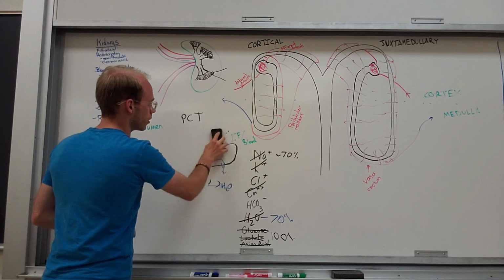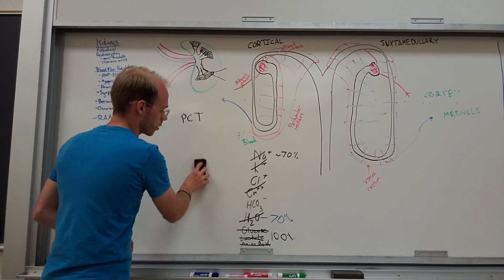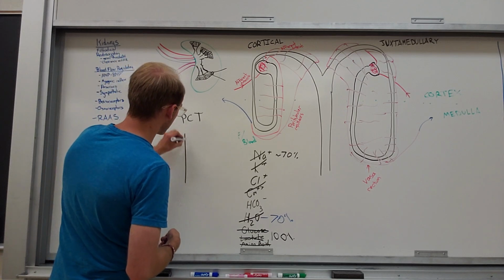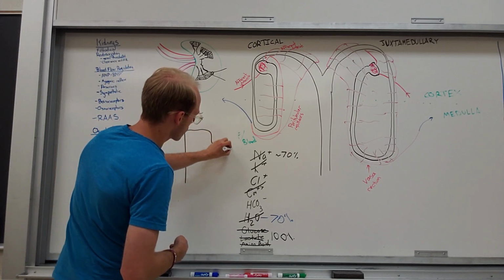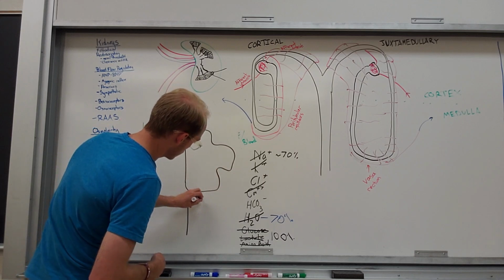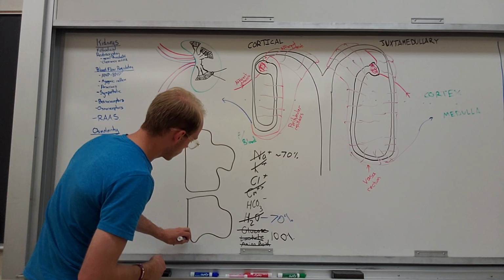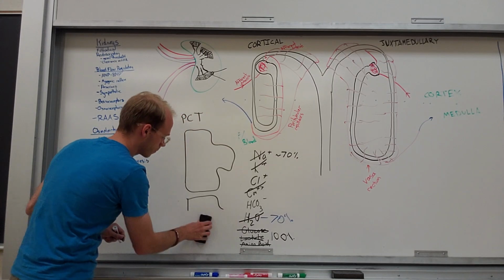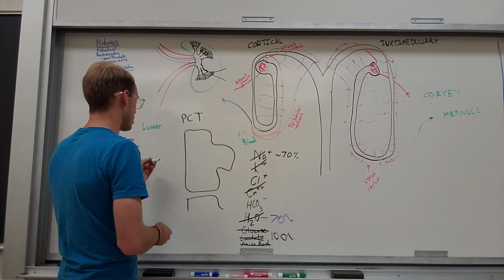Now we're going to do a fun thing. We're going to redraw these cells, and we're going to talk about another part within the proximal convoluted tubule. That wasn't too bad. Okay, so now we're going to talk about a fun thing.